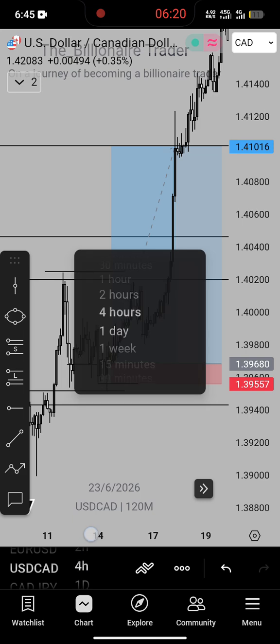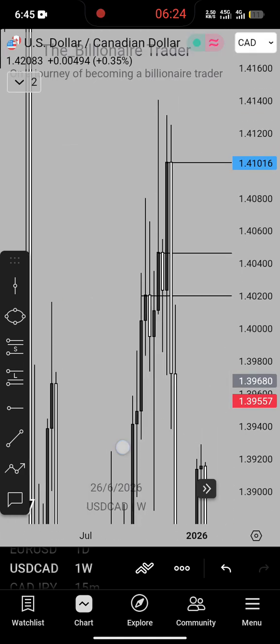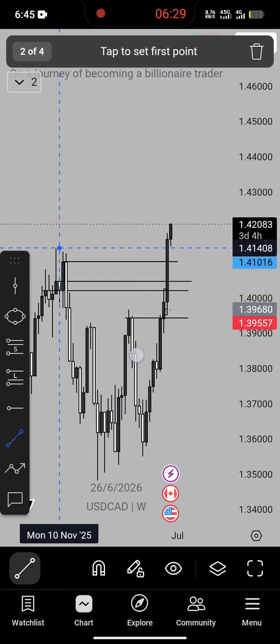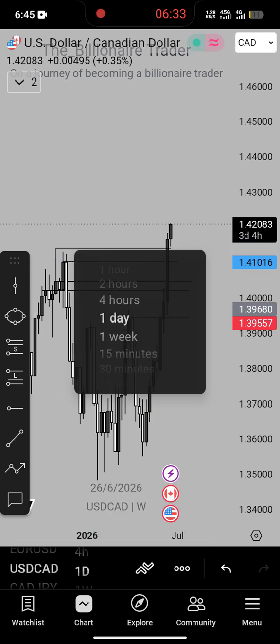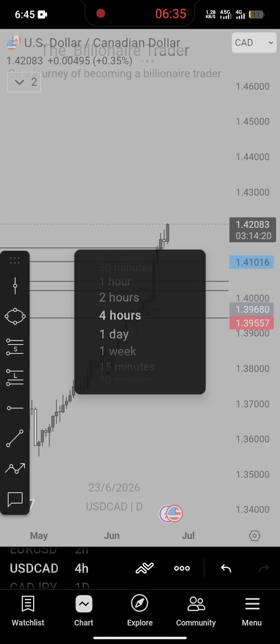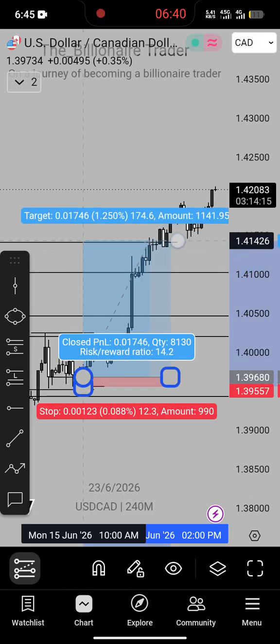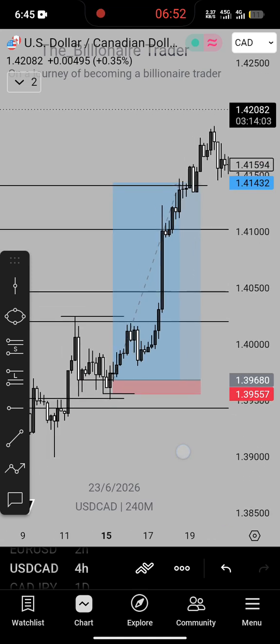So let me go to the weekly time frame to go and mark out the final external range liquidity, which is this high. Yeah, this external liquidity. That's our final target. So we have it. Boom. This is a 14-hour trade. Okay.